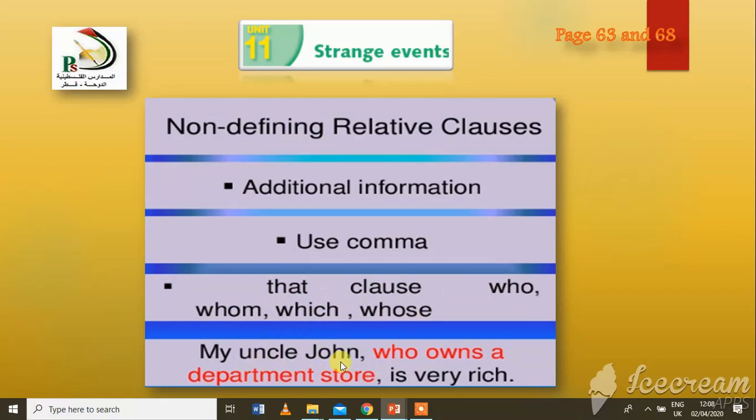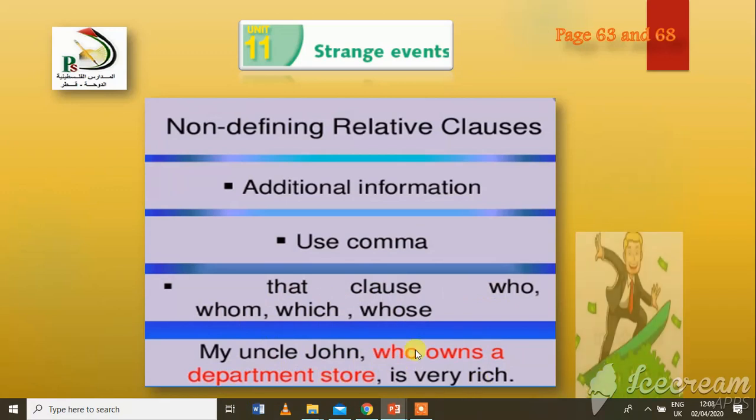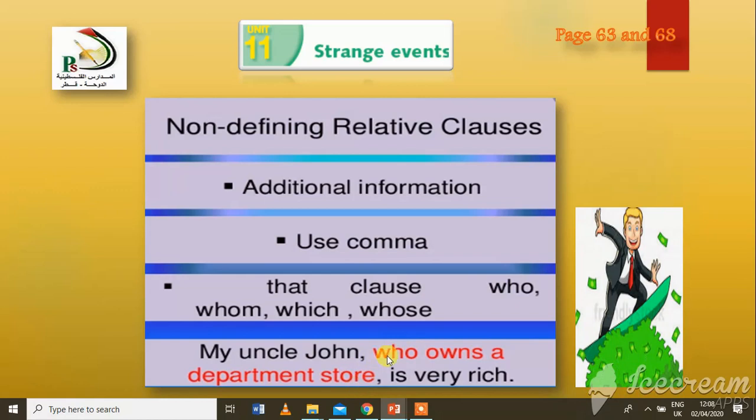My Uncle John, who owns a department store, is very rich. Now read the sentence without the relative clause. My Uncle John is very rich. Complete. Now this is additional information. That's why we used a comma before and after the relative clause.